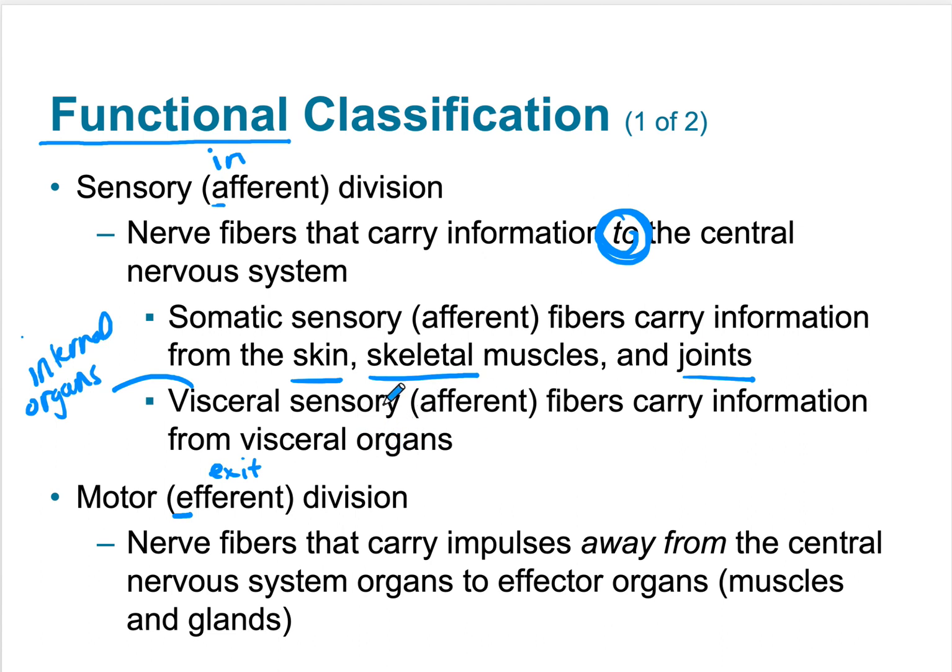They carry all that information to the central nervous system. Your central nervous system processes it, and then it has some kind of impulse that decides what to do. This is carried away from, or exits, the central nervous system. I always like to think of efferent as exiting. So these are nerve fibers that carry impulses away from the central nervous system to effector organs. That can be muscles and glands. Muscles can be skeletal, cardiac, or smooth, and then obviously glands. That makes up what we call your motor division, or your efferent division.